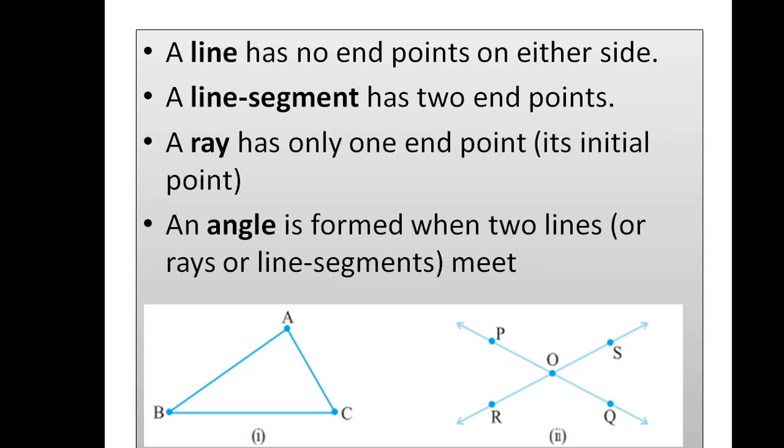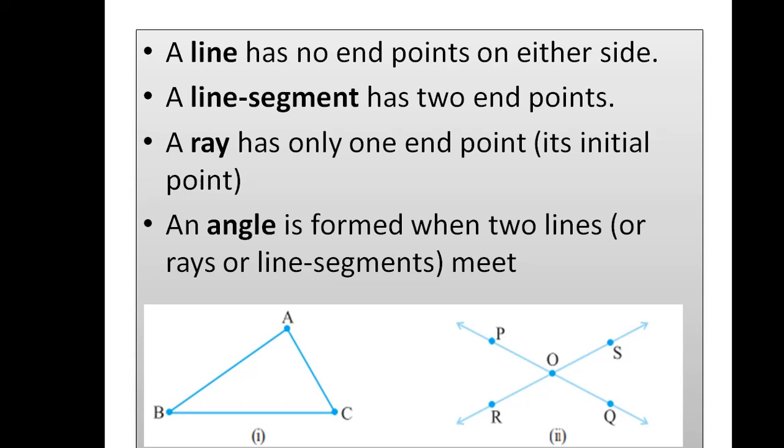Then a ray has only one end point, its initial point. So a ray will have a starting point, but it will not have an ending point. So these three we can compare. A line will not have any starting or ending point. A line segment will have both a starting point and an ending point. Then a ray will have only a starting point and no ending point.